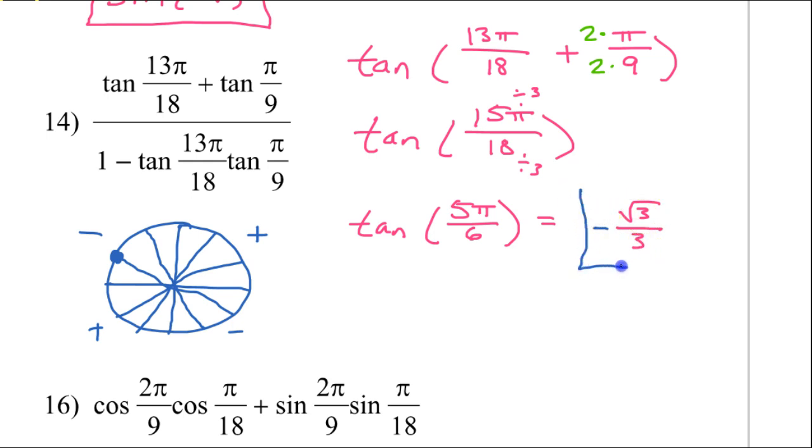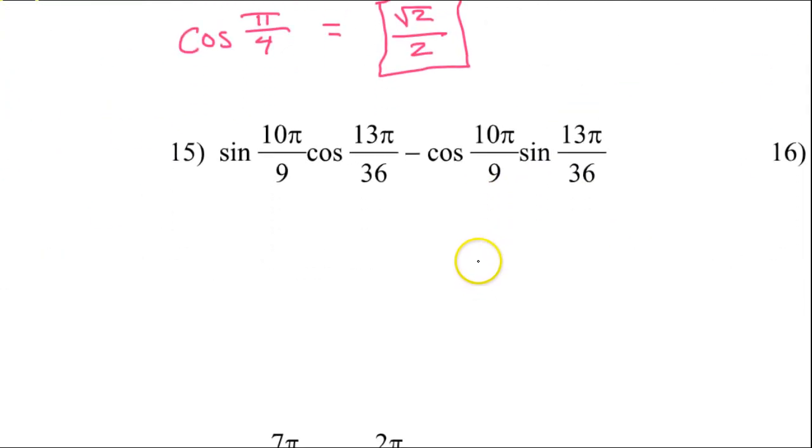Alright, and that's it. Negative radical 3 over 3, or sometimes I say negative 1 over radical 3. That's the same thing. Okay, so that was number 14.